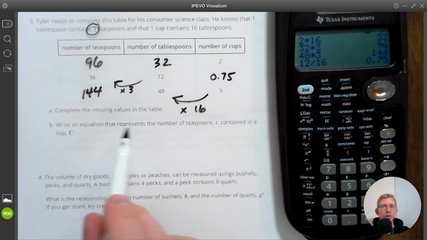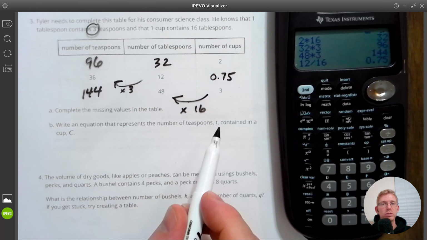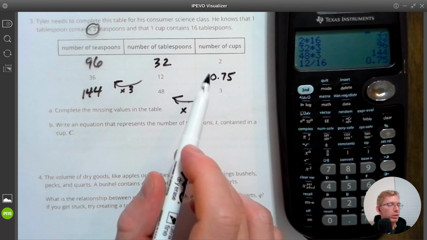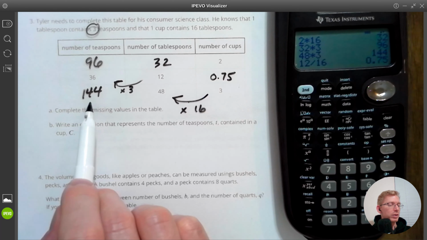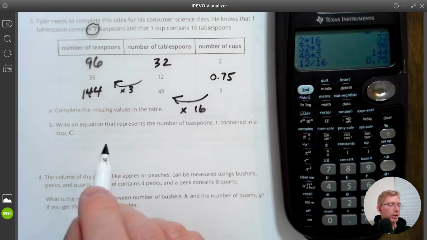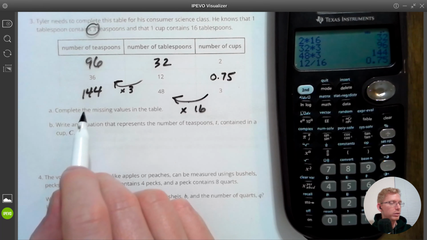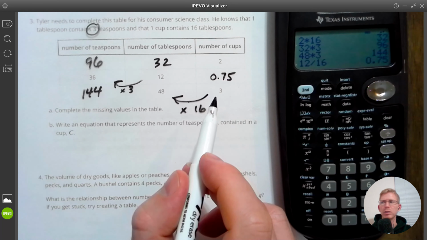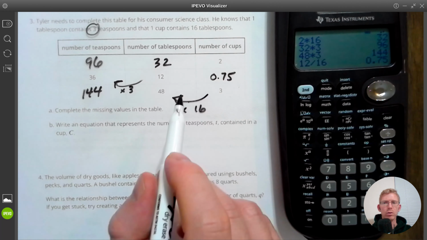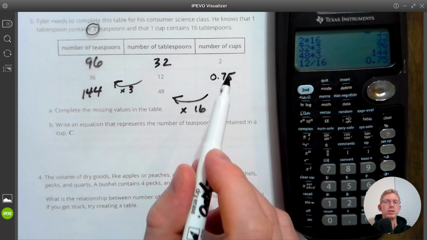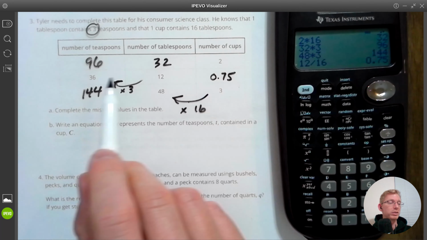Okay, now they want an equation that represents the number of teaspoons contained in a single cup C. So we have a couple of different ways that we can solve this. I think it's going to make a little bit more sense since the number of teaspoons is bigger than the number of cups. It's probably going to be that the number of teaspoons is going to be equal to some number times the number of cups. We're going to have to multiply this by something to get over here.